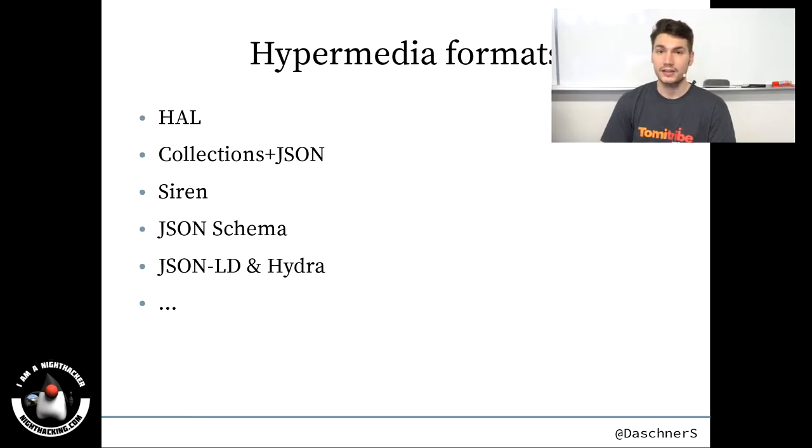The first one, HAL, is also widely used. It has less control and less power than Siren. In the default variant, it doesn't have the ability to provide these actions with POST and a more descriptive way of doing this. And the other ones are also quite interesting. JSON Schema, for example, has the possibility to describe your domain entities. So you may want to have a look at these Hypermedia-enabled content types in that list.